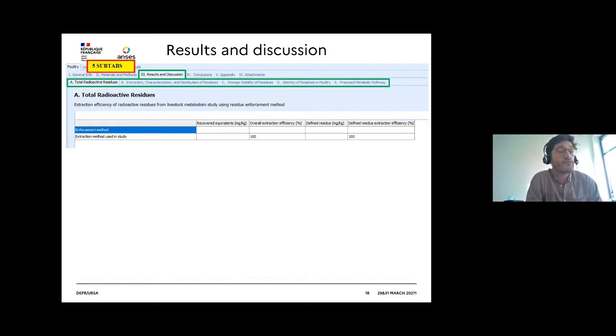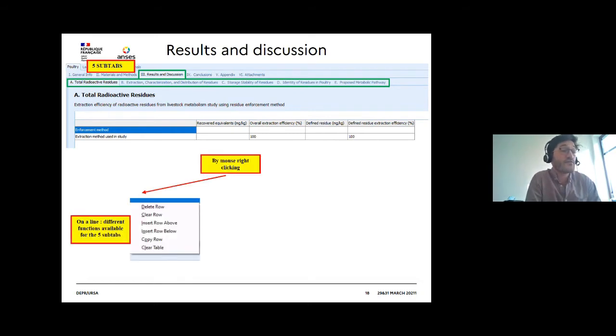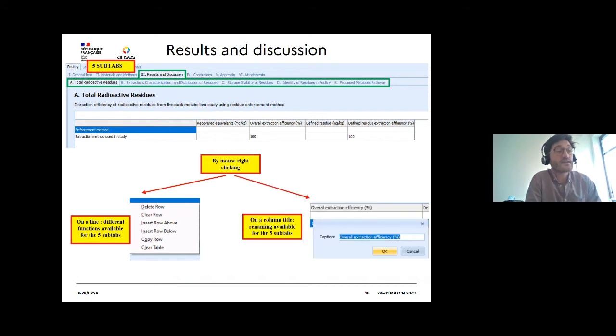Before going through the detail of each part, it must be noted that when you right-click on a line, different functions are available. You can delete row, clear row, insert row, copy row, and clear table. Right-clicking on a column title allows you to rename it, and these two functions are available for all parts of results and discussions.